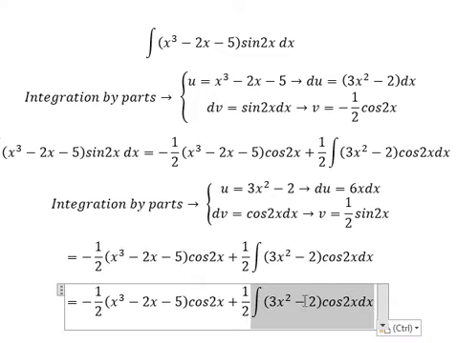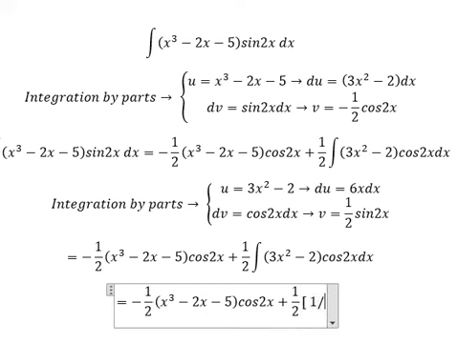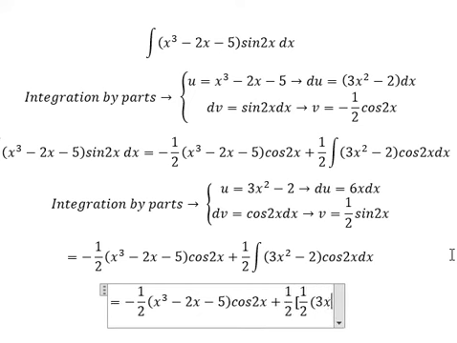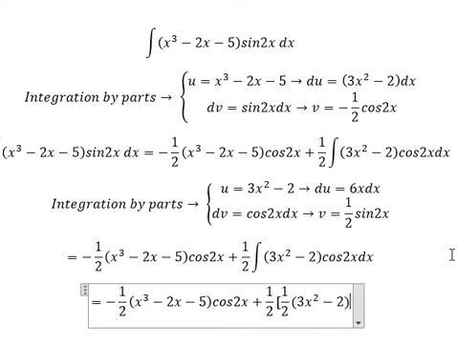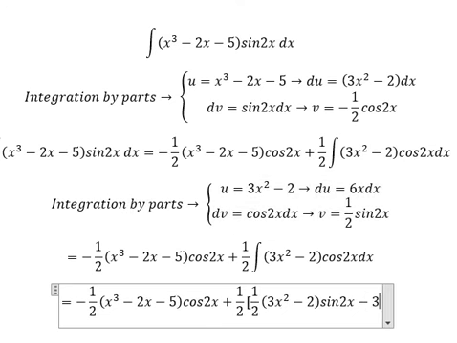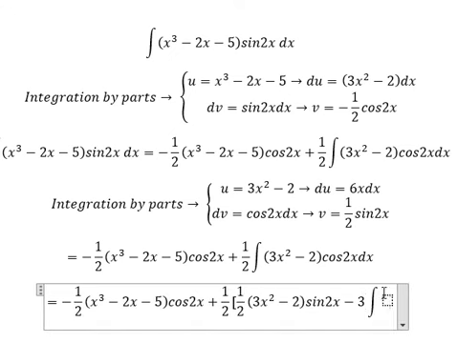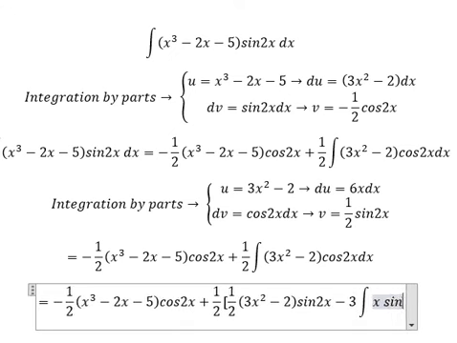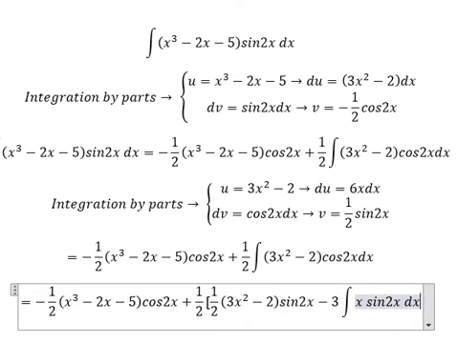So about this integration, we will have u multiplied by v. And we have 1 over 2 times 3s squared minus 2 times sine 2s. We have du multiplied by v. So you go 6 divided by 2. You go number 3. And we have the integration s sine 2s ds.